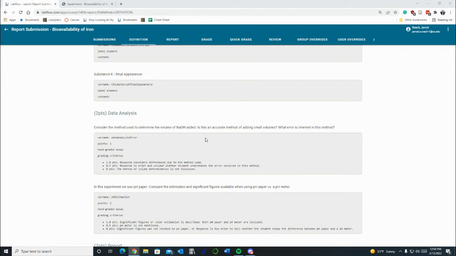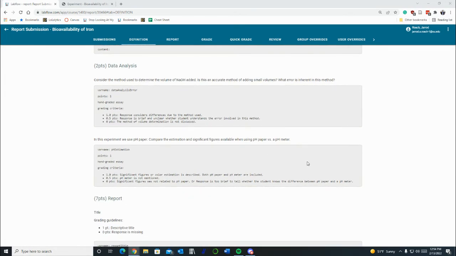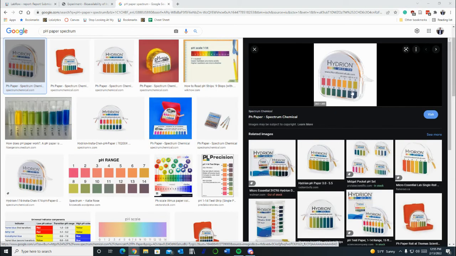So consider that. And the other question is asking about pH paper and for you to compare the estimation of pH between a pH paper and a pH meter. So a pH paper, obviously you have a spectrum of colors. I can actually pull that up real quick. So pH paper, you have a spectrum of colors like this, where a dark red is a pH of 0 and a dark blue is a pH of 13. And notice here, these are only increments of 1.